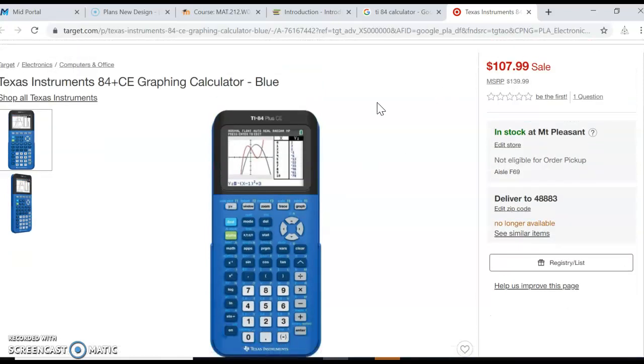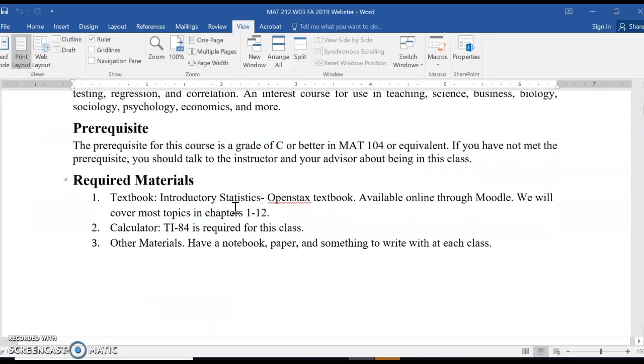Obviously, it's in stock at almost any of the big retailer stores. So a TI-84 calculator is required for this course. You should also have, when you're watching the videos, something to write everything down with. Okay, have a notebook, some paper, something to write notes on.